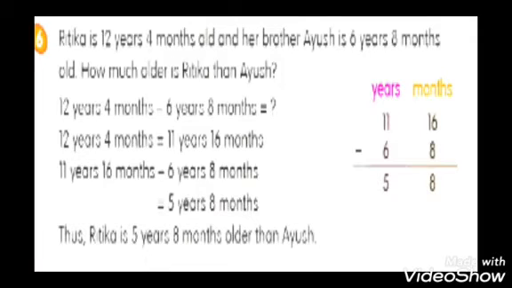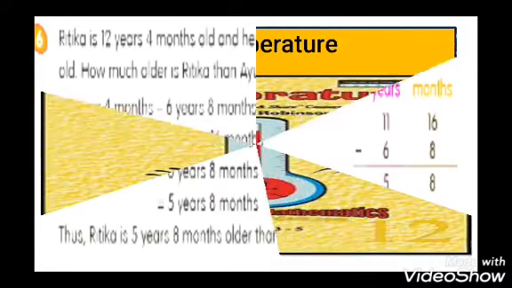So when we have to borrow from minutes to hours, we borrow 60. For seconds we borrow 60, and for years and months we borrow 1 year. So this is what we have to keep in mind. These are the strategies that we have to follow while solving sums based on time.